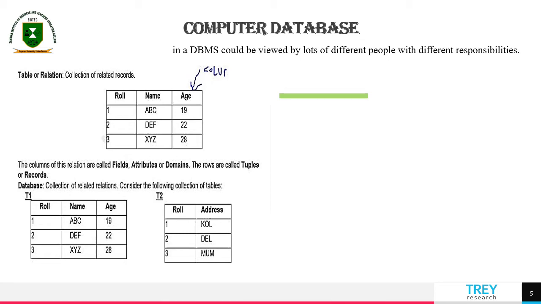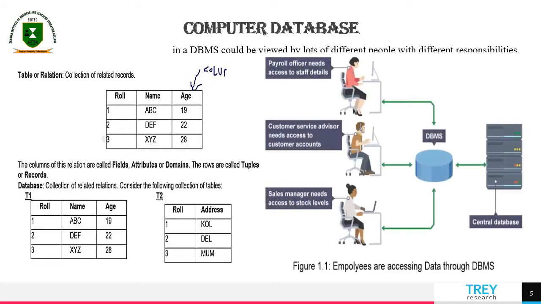So consider the following collection of tables. The first one, we have table 1 and also we have table 2. So T1 is representing table 1 and T2 is representing table 2. Okay, so this is basically what we've talked about, so that's self-explanatory. Let us also take a look at this other example here.